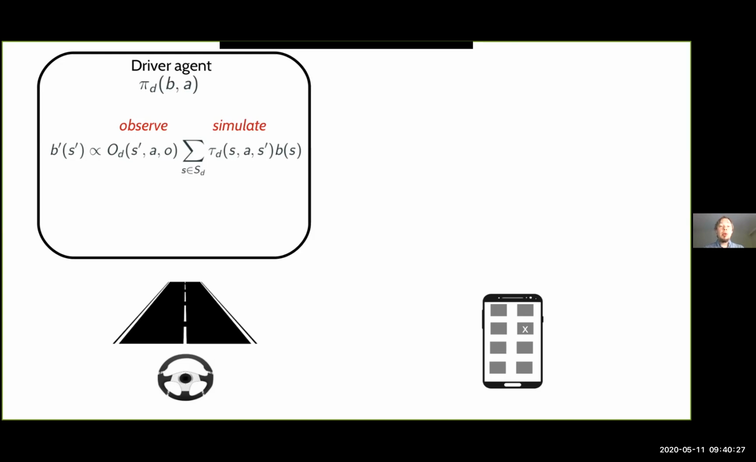In addition to observing the world, the driver agent has an internal simulation. So it has a model of the transition model of the real world. You might imagine a physics simulator. So if you are driving a car and you close your eyes, you are able to drive at least for a short while because you are using your internal physics simulator. And this belief update results in some sort of a distribution over all the possible states of the driving world.